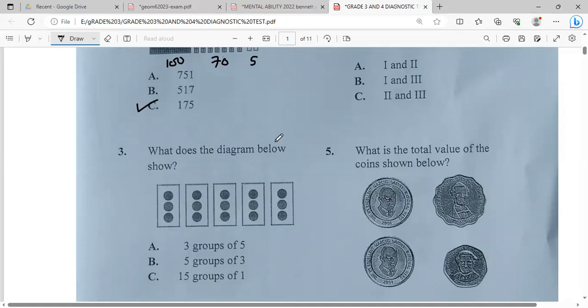What does the diagram below show? So we have how many groups? 1, 2, 3, 4, 5. So we have 5 groups of 3. So that would be B. All right, let's move on to number 4.